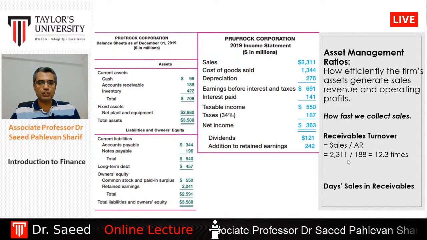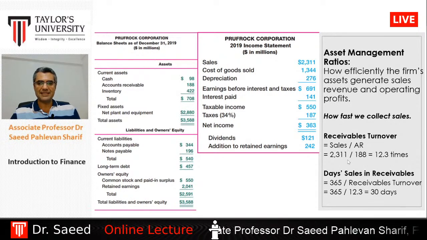There is another ratio in this group, in the group of asset management ratios, and it answers this question: how fast we can collect the sales. So the formula is called receivable turnover, and the formula is sales divided by account receivable. Sales can be found in the income statement, and account receivable can be found in the balance sheet. So 2,311 divided by 188 will give you 12.3 times.